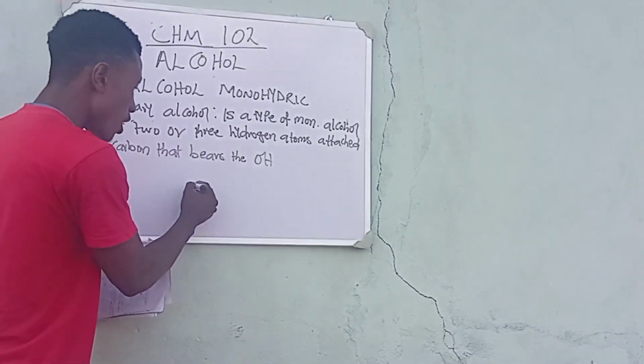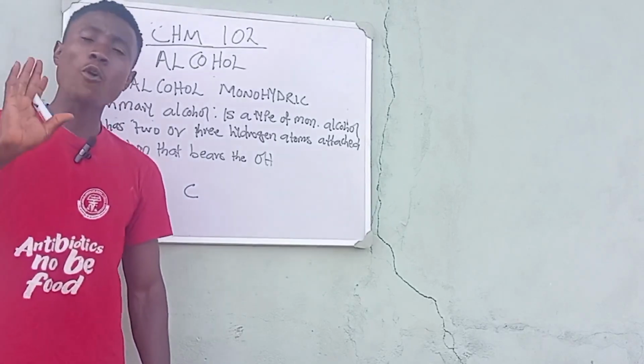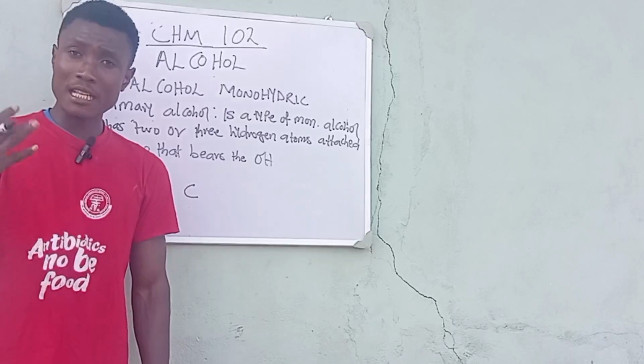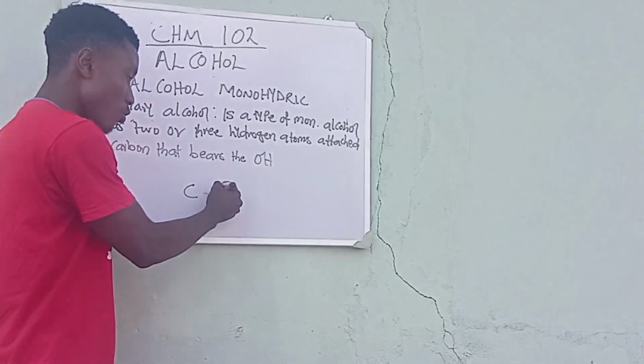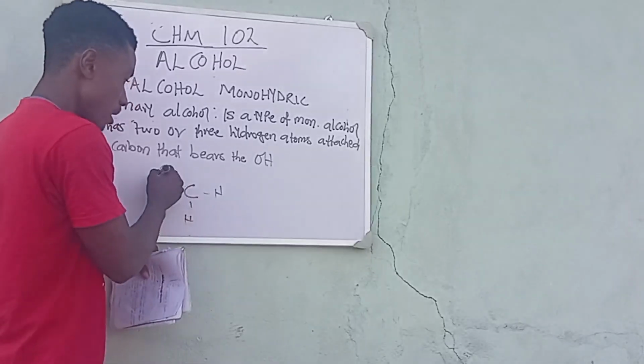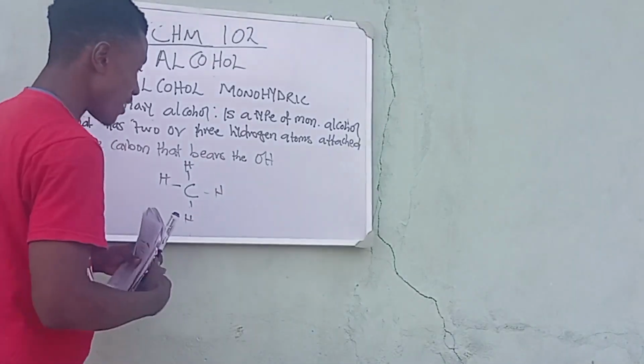So basically what we are going to have is a carbon, right? And note that a carbon is supposed to be bonded by 4 hydrogen atoms. That is the standard. Am I correct? Yes. That means what we are supposed to have is something like this: a carbon being bonded by 4 hydrogen atoms.